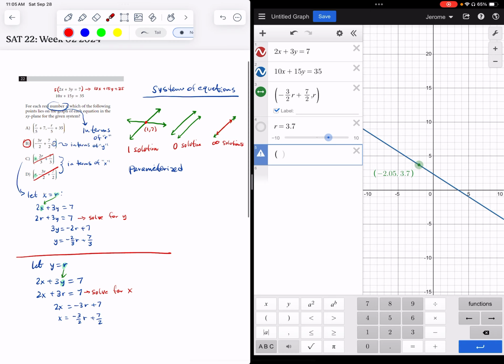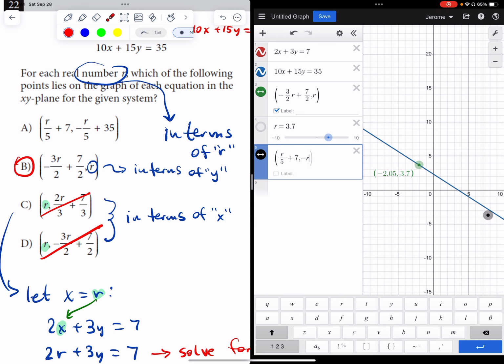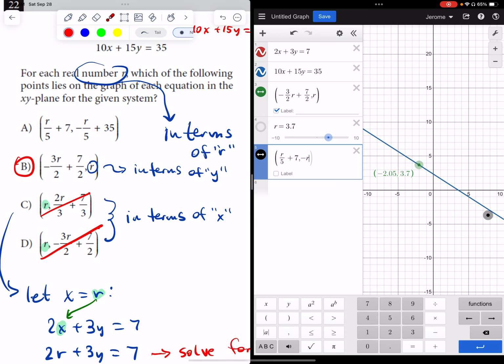All right, so this answer choice for A was r divided by 5 plus 7. Okay, and then comma, and the next one was negative r over 5, so negative r divided by 5, plus 35.